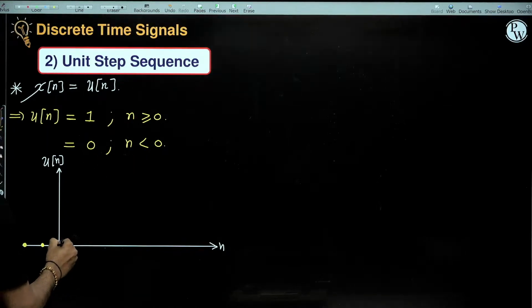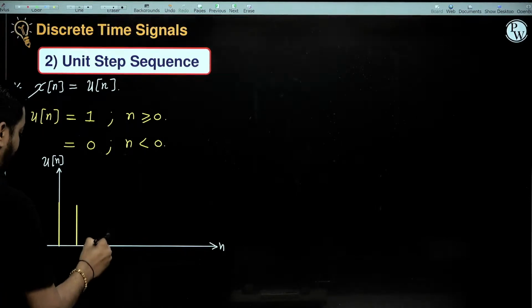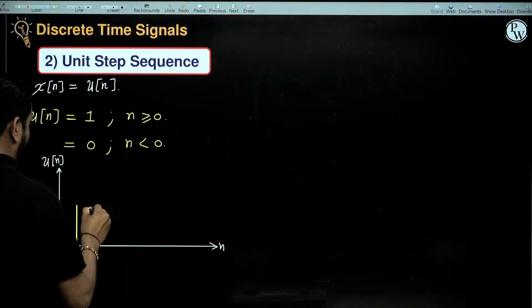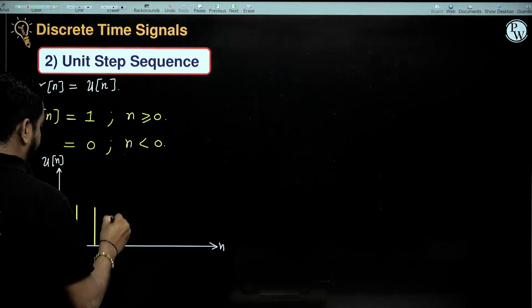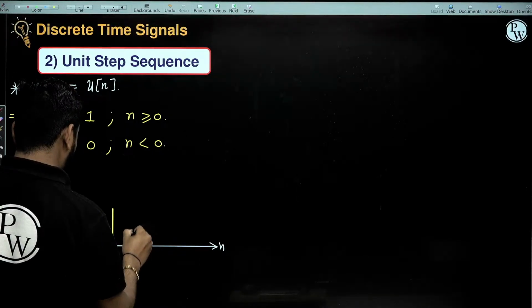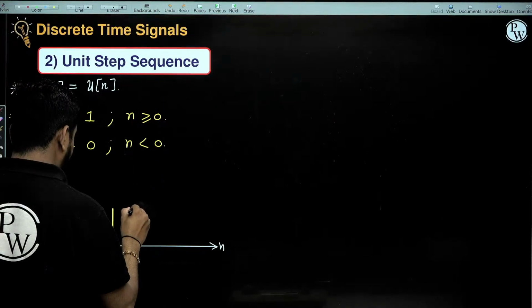Now n greater than or equal to 0. So at n equal to 0 the amplitude is 1. At n equal to 1 the amplitude is also 1. At n equal to 2 the amplitude is 1. At n equal to 3 the amplitude is 1. At n equal to 4 the amplitude is 1.